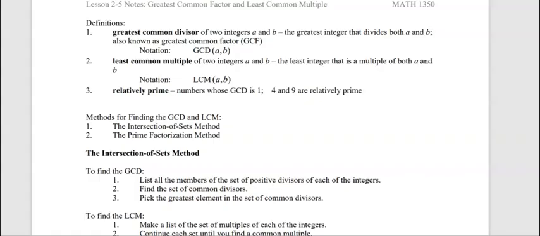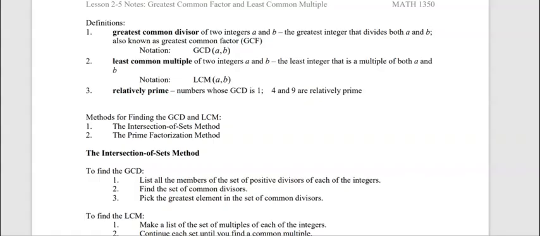The least common multiple is when you consider all the multiples of the numbers, and the least common multiple is the smallest multiple of both of the numbers. Basically you consider multiples of each number, and whatever is the smallest multiple that they have in common is the least common multiple. We're going to do several examples for both of these definitions to really reiterate what they mean.